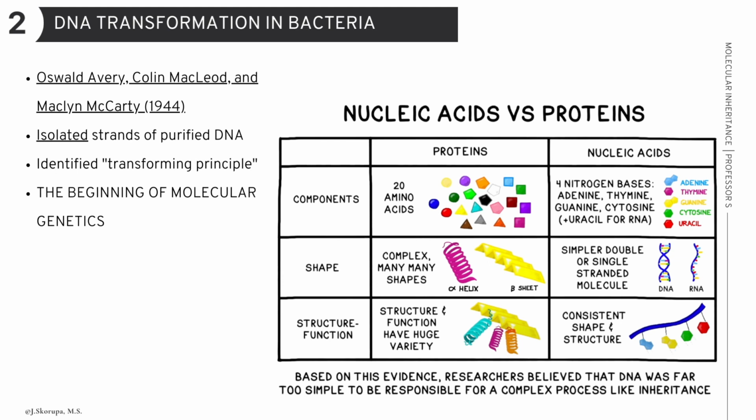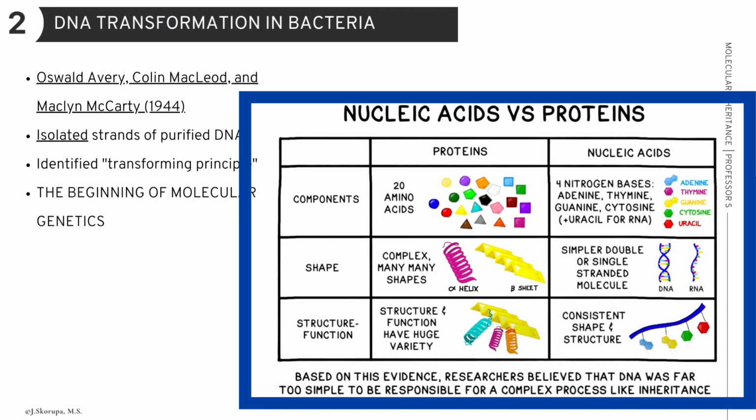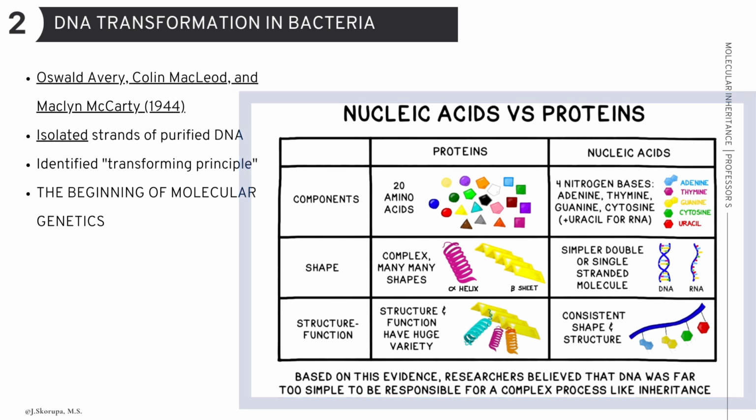However, scientists still did not know what the genetic material was. Top contenders were proteins and nucleic acids. There are some major differences between the components, shapes, and functions of these two macromolecules. Scientists knew that there were 20 amino acids that make up proteins, while there were only 5 nucleotides that made up DNA and RNA. Further, proteins were capable of many more complex shapes and therefore functions. And for these reasons, scientists believed that DNA was far too simple to be responsible for inheritance.